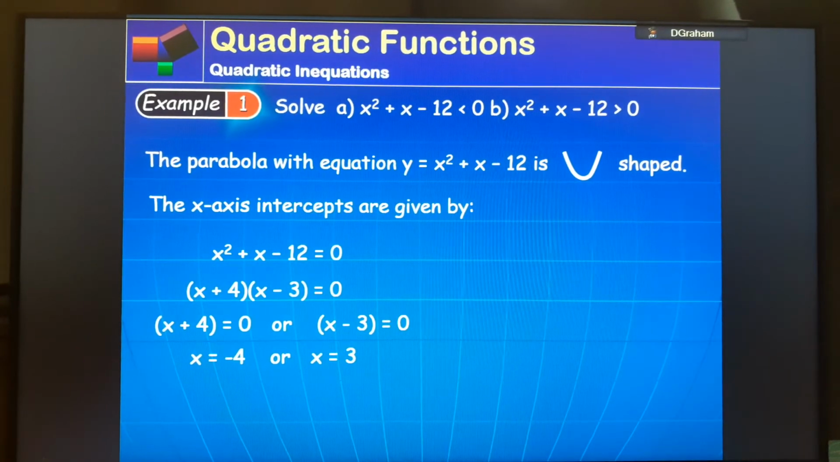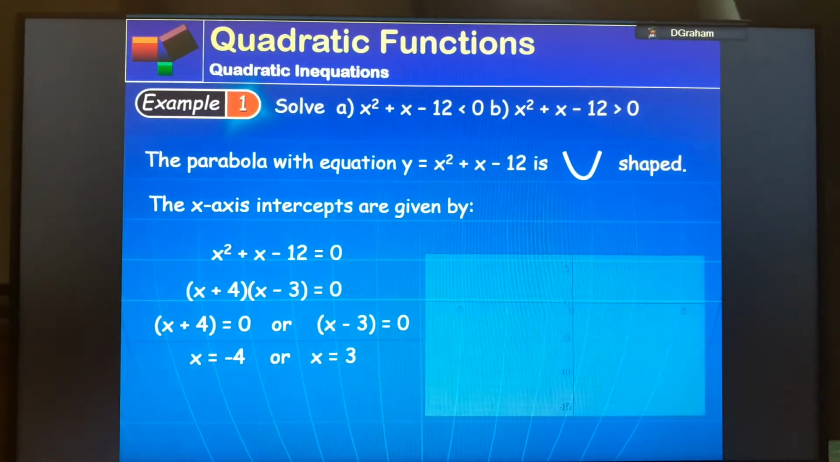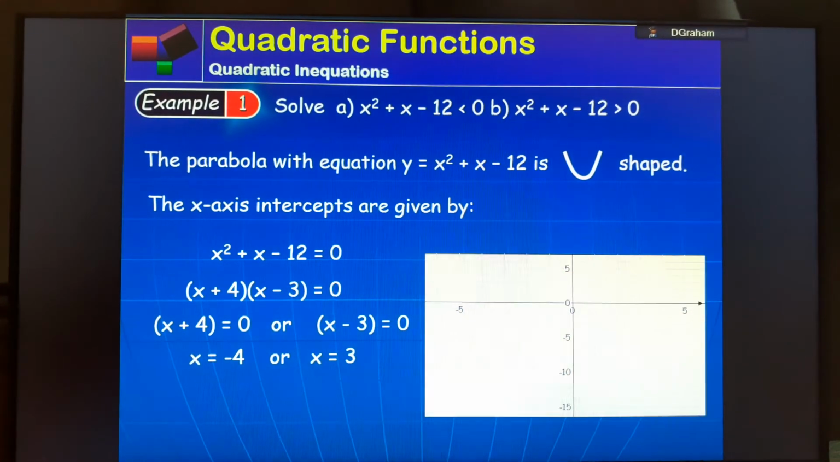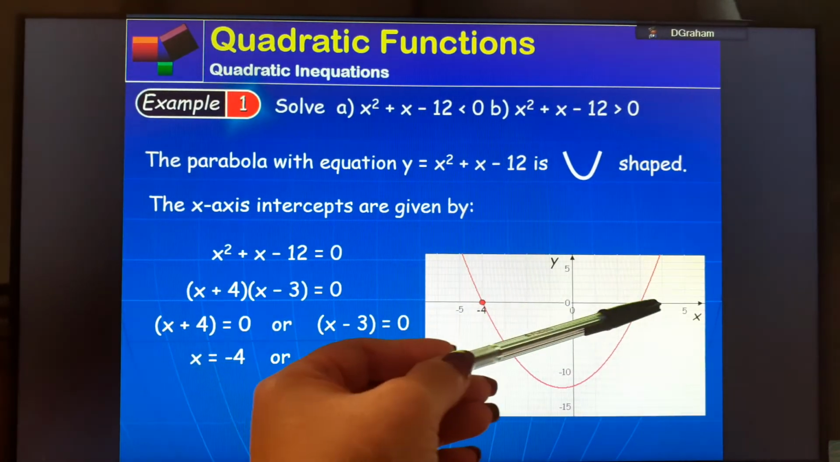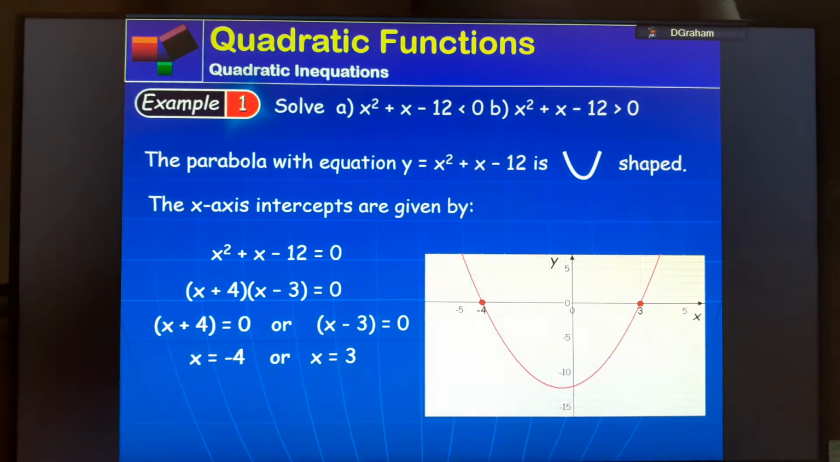So that's where it crosses the x-axis, and it is a U shape. So we're going to sketch it. Now this is quite a specific diagram here with a graph on it. We've got the y-axis drawn and so on, but all we really need is the x-axis with the points -4 and 3 marked on, and then the correct shape of the graph. Don't need to know any other points, don't need to know where it crosses the y-axis or anything like that. Just these 2 points here, and that it's a U shape.